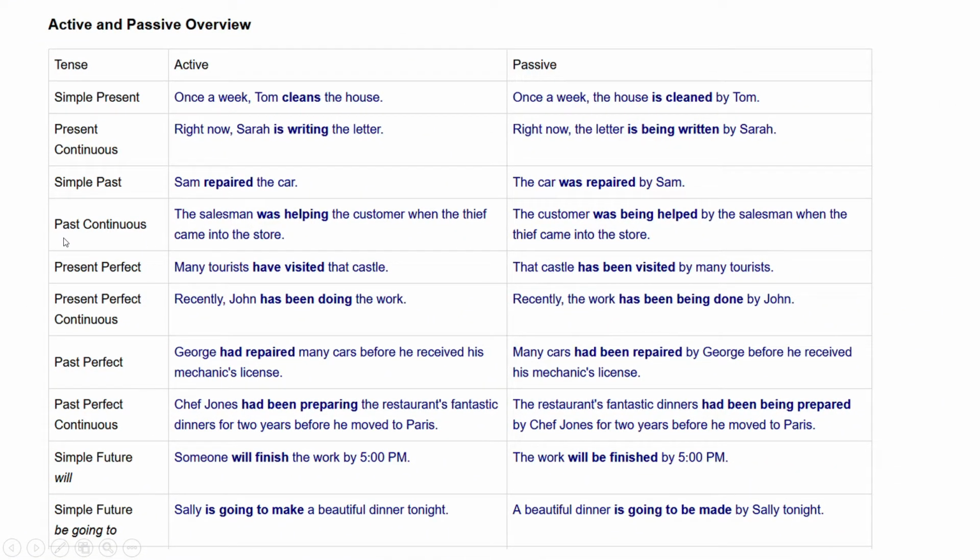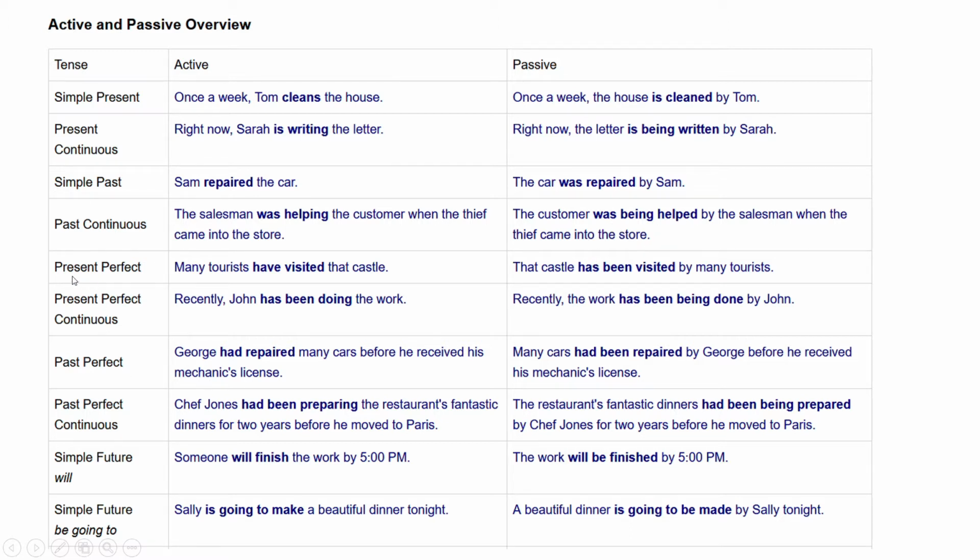Now let's take a look at the past continuous. The salesman was helping the customer when the thief came into the store. Therefore, the passive is the customer was being helped by the salesman when the thief came into the store.